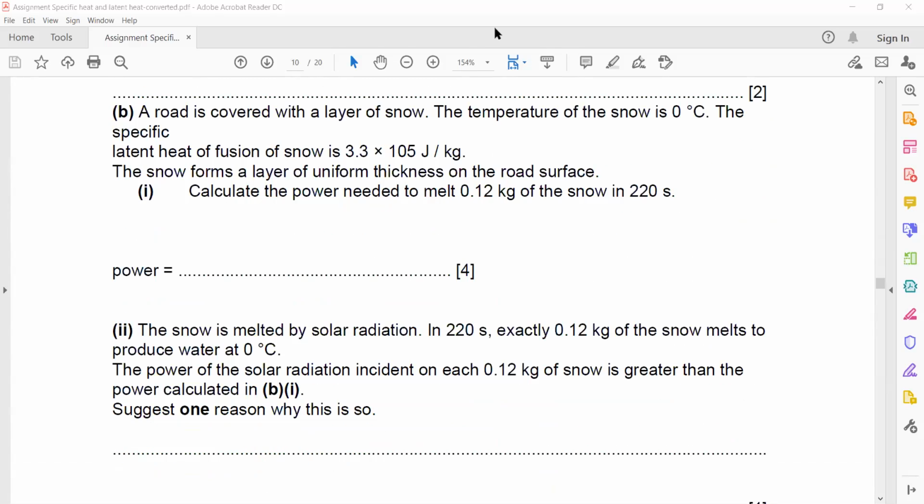In this question, a road is covered with a layer of snow. The temperature of the snow is 0. The specific latent heat of fusion of snow is 3.3 exponent 5. This is not 105. This is exponent 5 or power 5. The snow forms a layer of uniform thickness on the road surface. Calculate the power needed to melt 0.12 kilogram of snow in 220 seconds. So first, to get the power, we should know the energy. So first we'll find the energy.